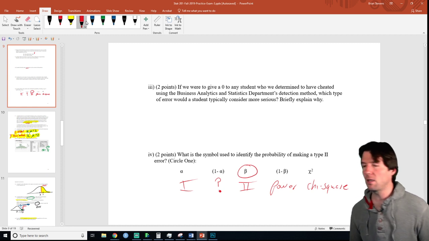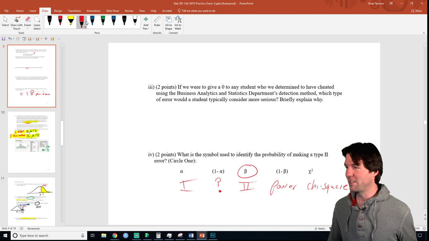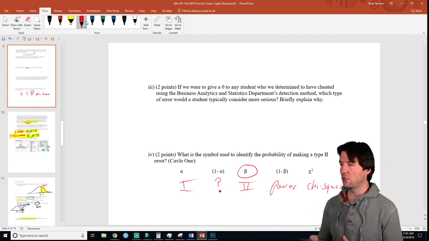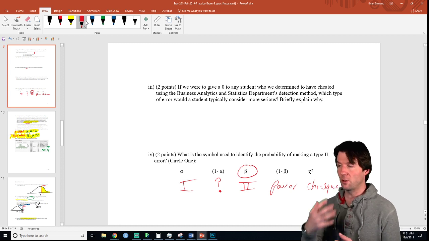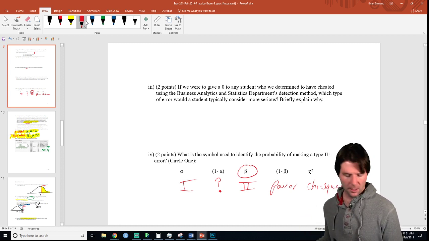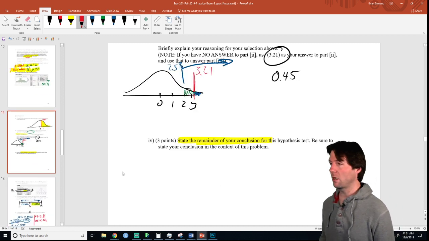If it's not clear during the test, feel free to ask us. Usually we say, put your conclusion in context of the problem. That's usually what we say. So if we say put your conclusion in context of the problem, that would be things like, we did one earlier: state your conclusion in context of the problem.